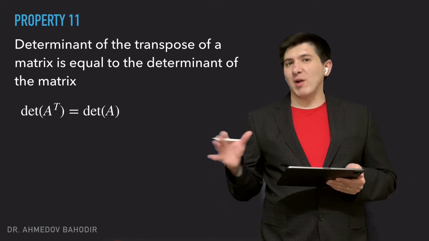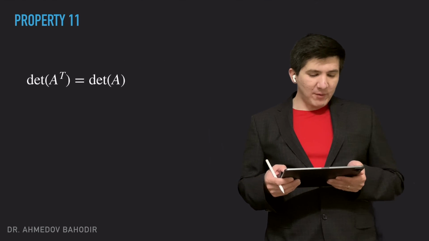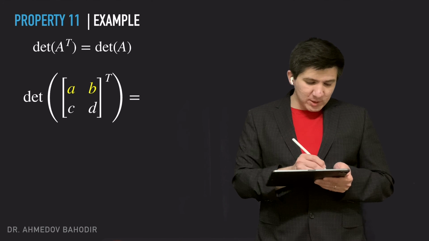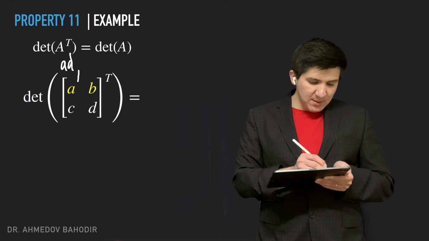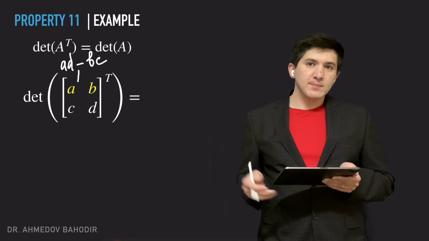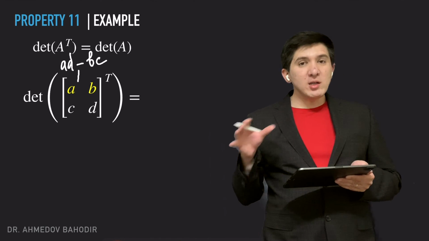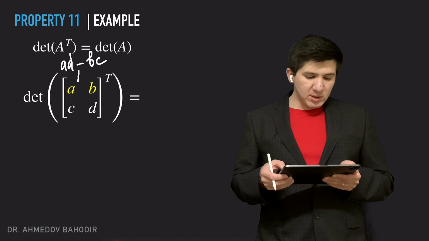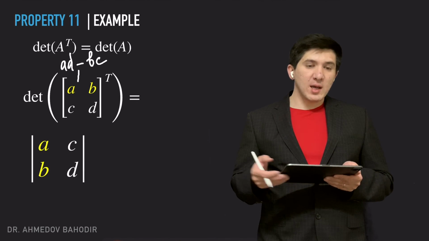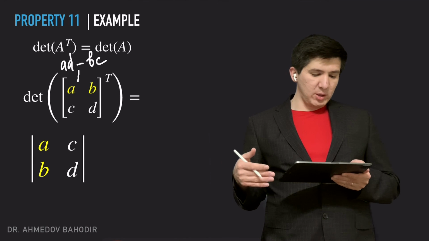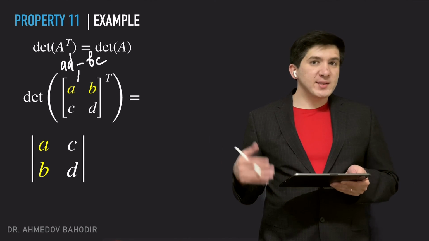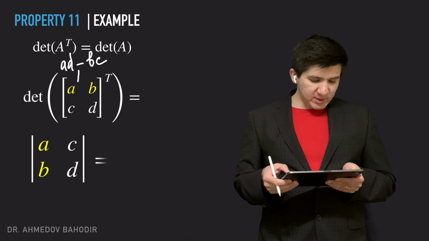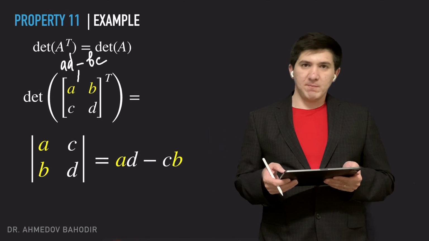So let's try to illustrate this with an example. Let's say I've got a matrix A, B, C, D. We know that its determinant is going to be equal to AD minus BC, right? Now I'm going to transpose this. If you remember, transposition means that I'm going to rewrite the rows as the columns. For example, the first row becomes the first column, and the second row becomes the second column. And the determinant of this matrix is again AD minus BC, the same.